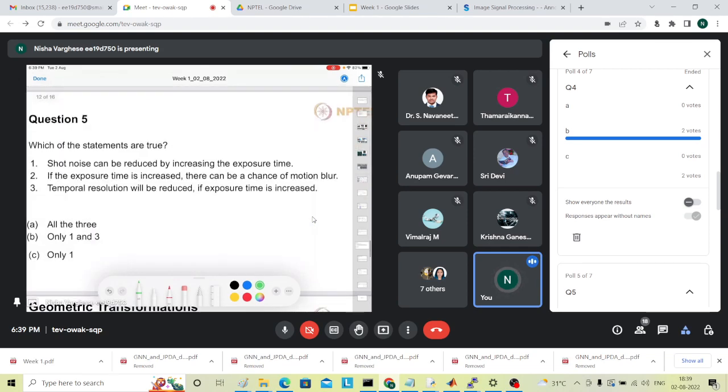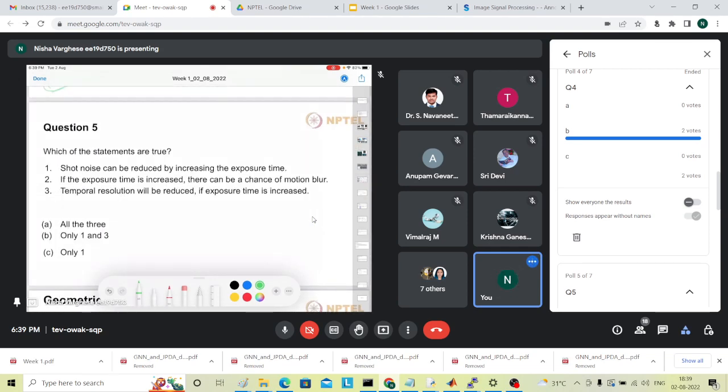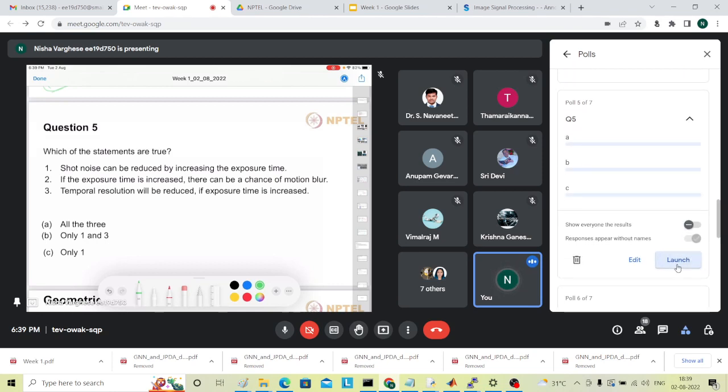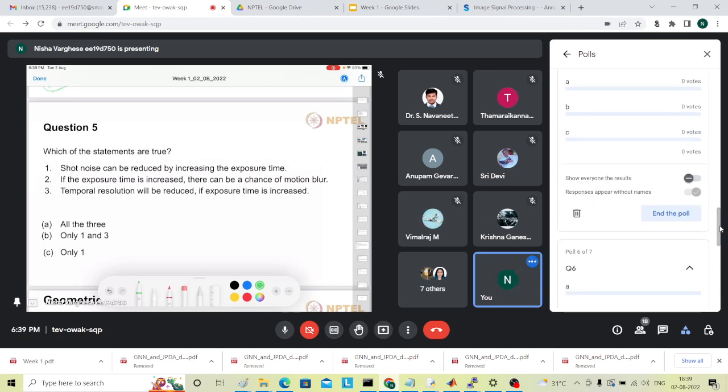Then in question 5, which of the statements are true? Shot noise can be reduced by increasing the exposure time. If the exposure time is increased, there can be a chance of motion blur. The third statement is that temporal resolution will be reduced if the exposure time is increased. Which of the statements are true? Question 5 I have already launched. For the next time, if you are bringing a laptop, you can answer this poll.